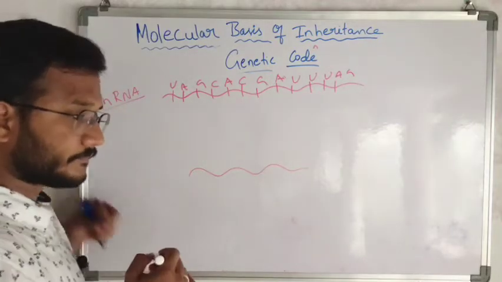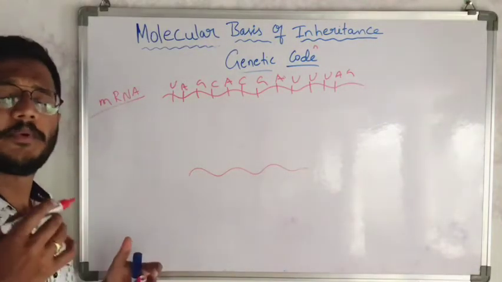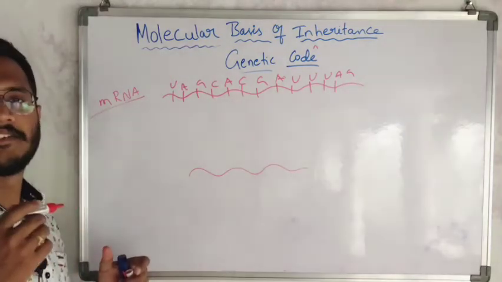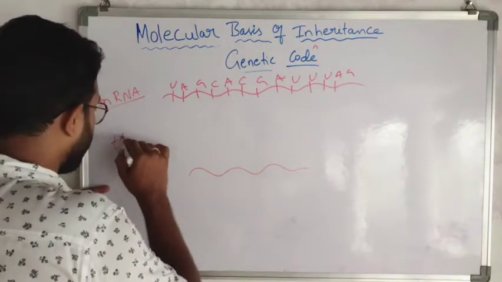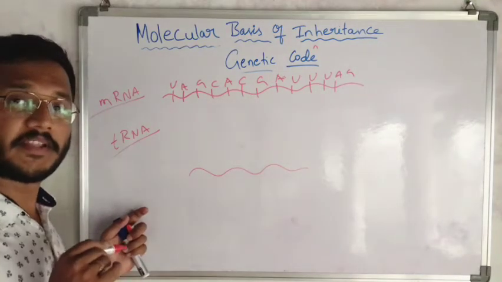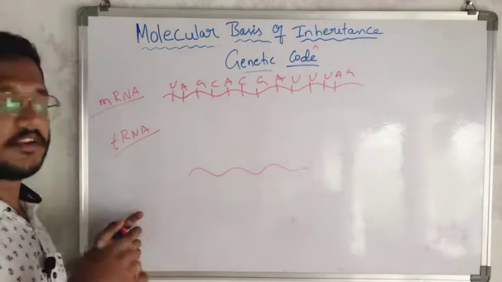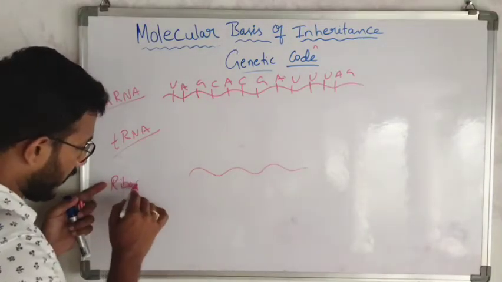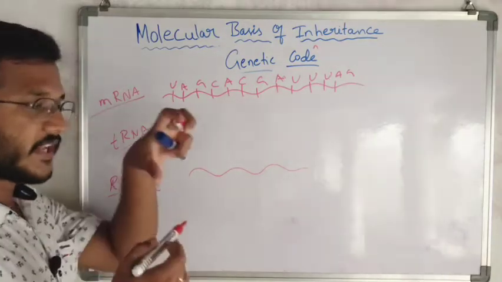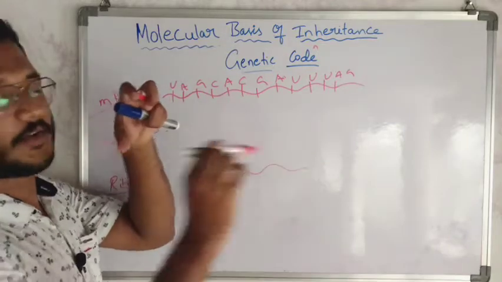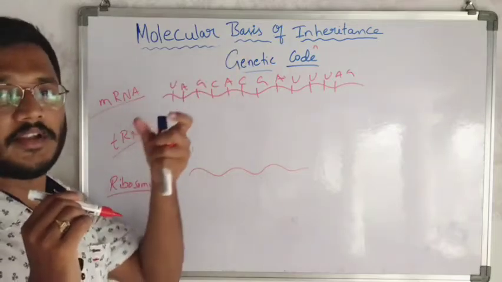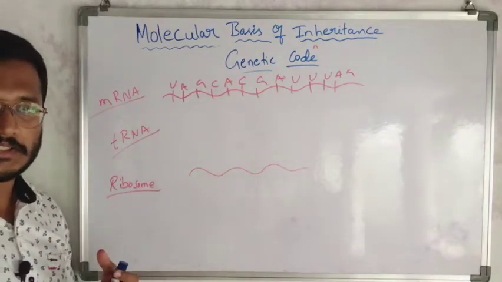Now what happened? Many simple nucleotides are present in the cytoplasm. Those nucleotides will be brought by tRNA, that is transfer RNA, and all together will reach the ribosome. Yesterday in the WhatsApp group I sent an animation video. The ribosome is like this and the mRNA is traveling like this. During the traveling, the tRNA comes and gives one codon after another. What are the codons? We will see now.